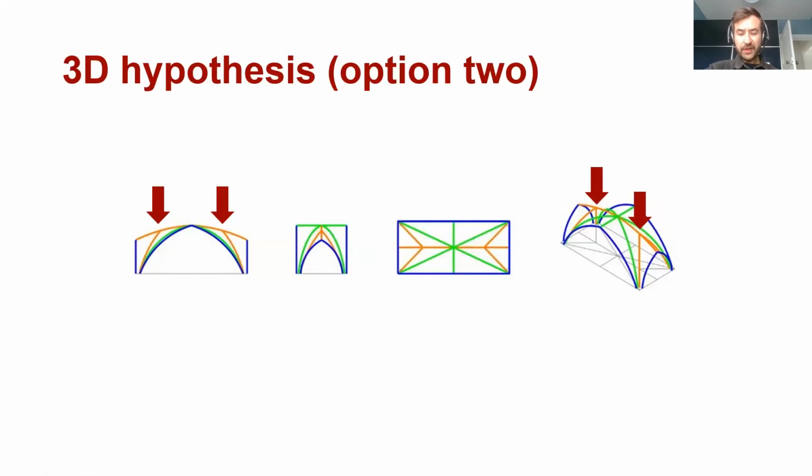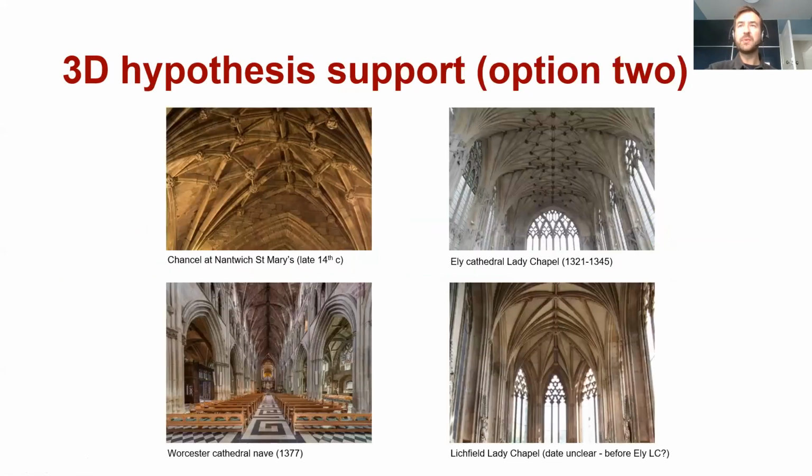So moving on to option 2, we instead assumed a near horizontal longitudinal ridge rib with this shallow curvature to it. And we start to see support for this at other contemporary vaults in the country. Probably the most notable one for this is the chancel itself at Nantwich. So you can see this shallowly curved ridge line running across the bay. We find this as a design method at Ely in the Lady Chapel, also the Lady Chapel at Lichfield, as well as the nave at Worcester.